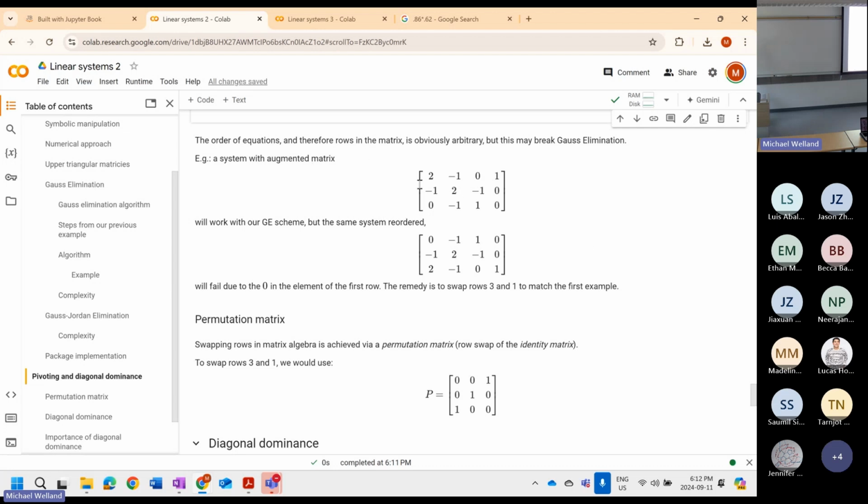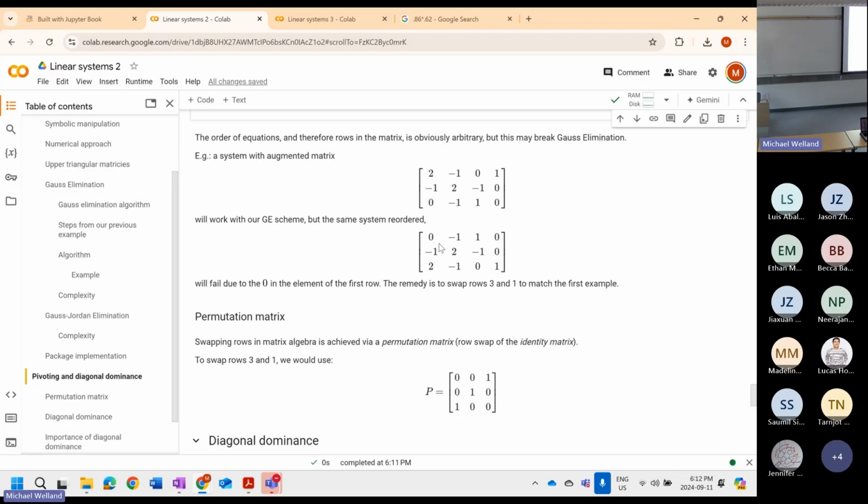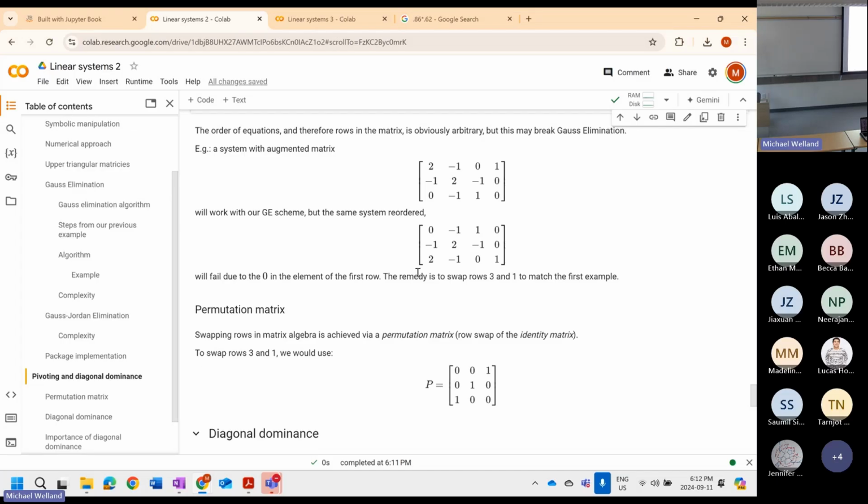So a system with an augmented matrix, this will work with our scheme where we're identifying the pivot and moving downwards. This one won't, because we have 0 out front. Okay. So the remedy here is kind of trivial, is just to swap 3 and 1. If the element is 0, then swap.